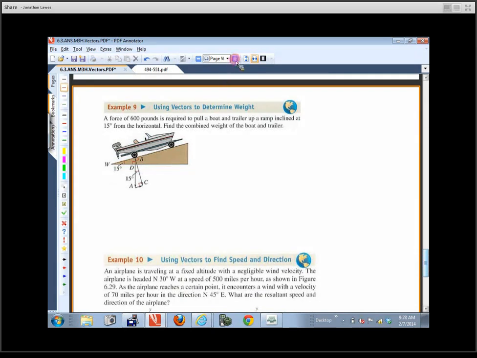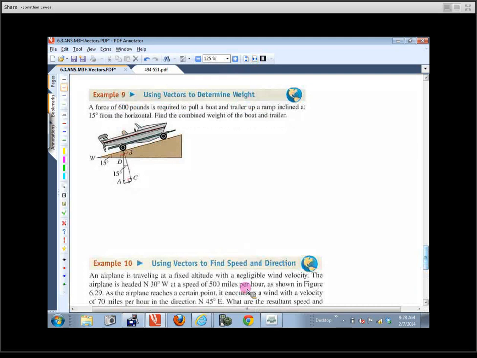So I'm going to blow this up just a little bit. I think you've got plenty of room here. We've got a couple people in here that have had physics before, and if you've had physics before, you're at an advantage because you've probably done problems like this. So here's what we've got. A 600-pound force is required to pull a boat and a trailer up a ramp inclined at 15 degrees from the horizontal.